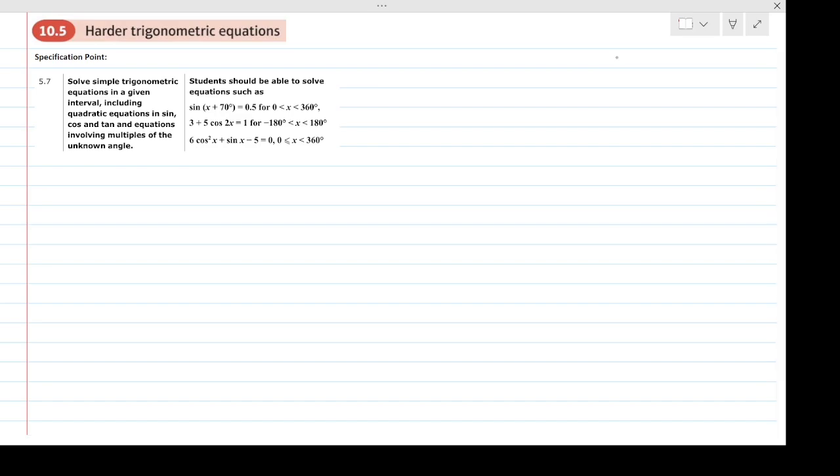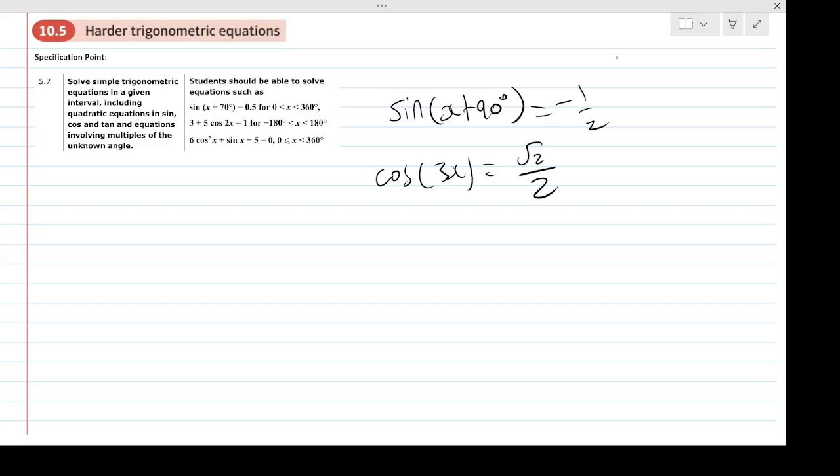So we're going to solve equations such as sine of x plus 90 degrees is equal to minus a half, or cos of 3x is equal to root 2 over 2. So the angle is a bit more complicated. We don't just have angle x or angle theta. We have something more going on in the function. Here we have x plus 90 and 3x, so not just x, but 3x. And so it's a bit more of a step up.